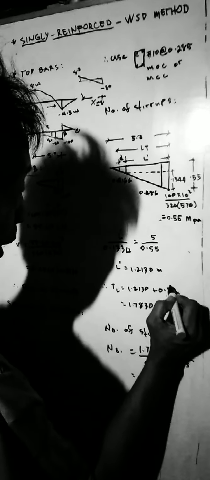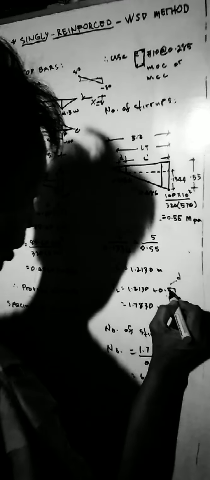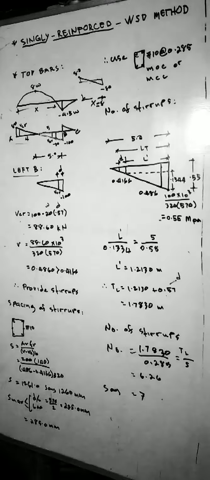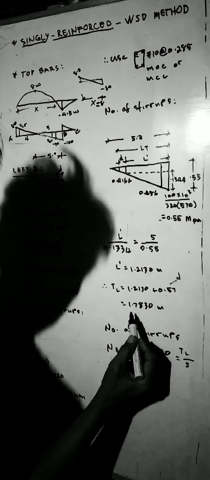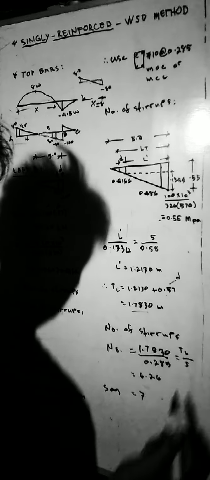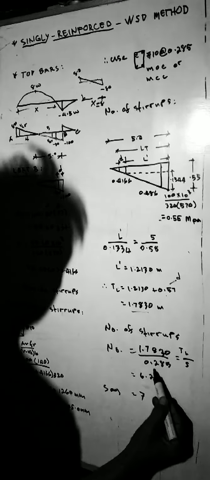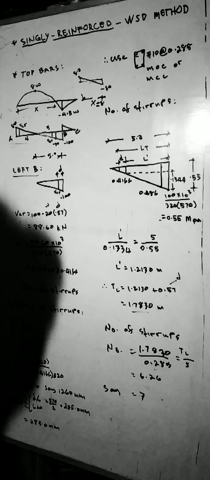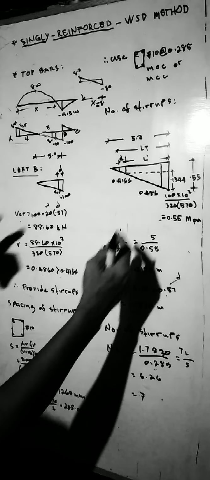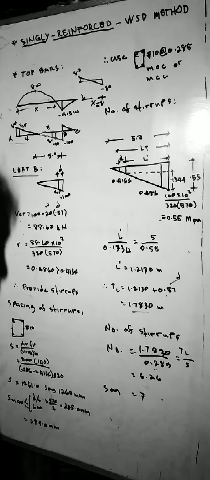This is D. Okay, it will give us 1.7830 meters. So the number of stirrups is equal to this length divided by the spacing of the stirrup. This one will give us 6.26, say 7. So the number of stirrups needed for the total length is 7 stirrups.